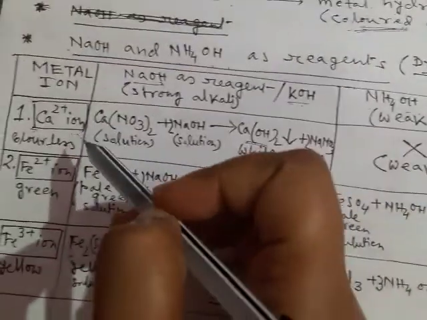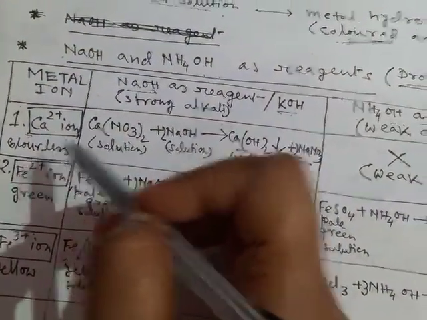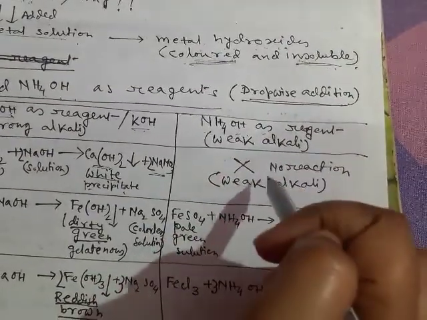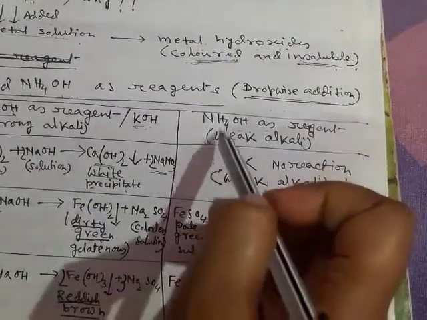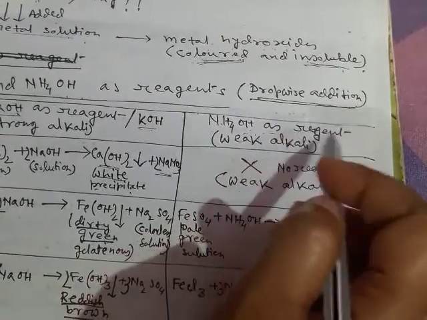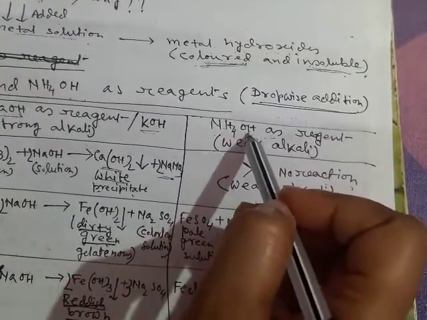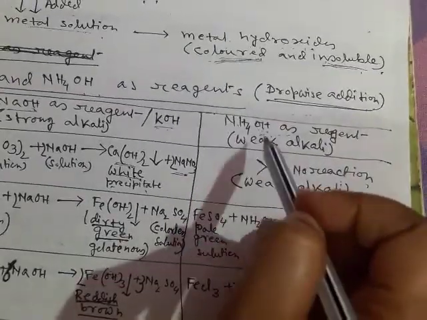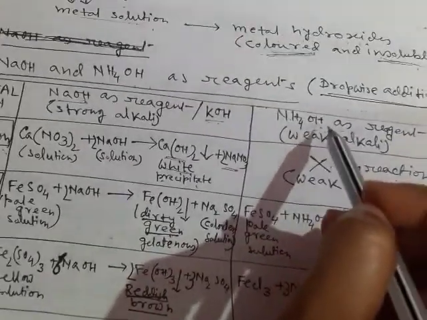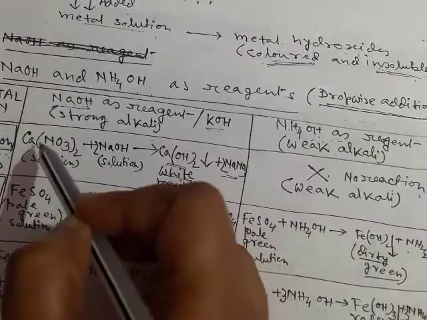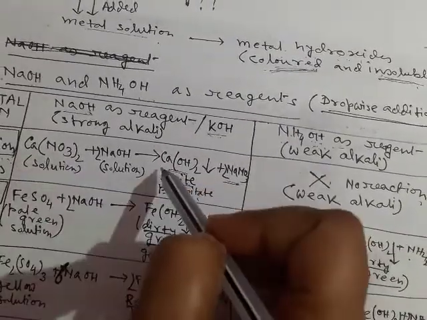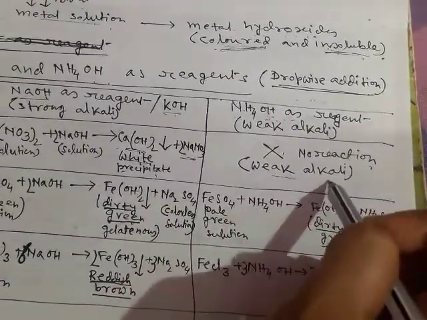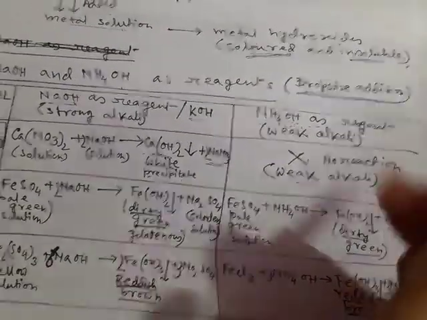Whereas if you add ammonium hydroxide solution to the calcium solution, then there will be no reaction, because as ammonium hydroxide is a weak alkali, the number of hydroxide ions produced will be less, and this insufficient number of hydroxide ions cannot precipitate calcium ion as calcium hydroxide. So for ammonium hydroxide there will be no reaction.